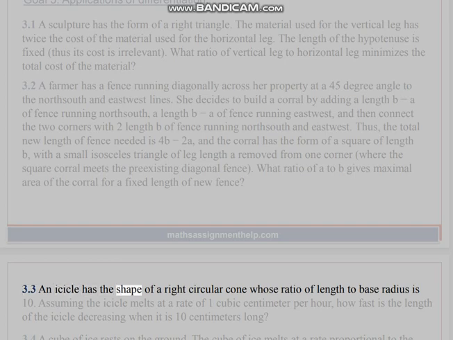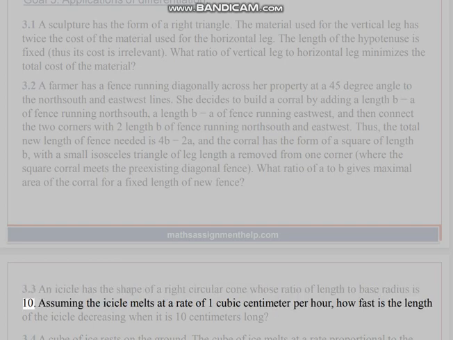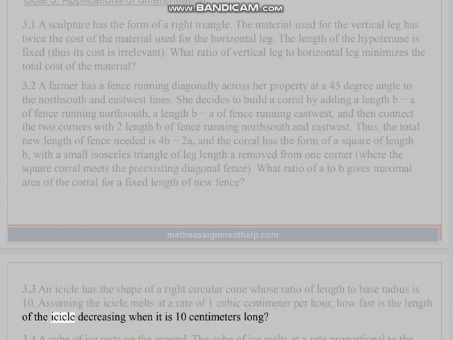3.3 An icicle has the shape of a right circular cone whose ratio of length to base radius is 10. Assuming the icicle melts at a rate of 1 cubic centimeter per hour, how fast is the length of the icicle decreasing when it is 10 centimeters long?